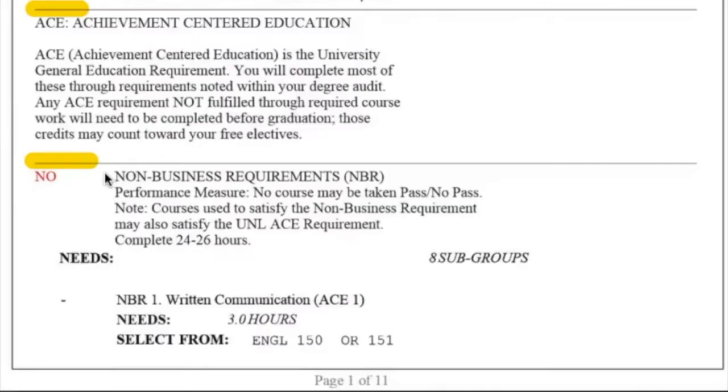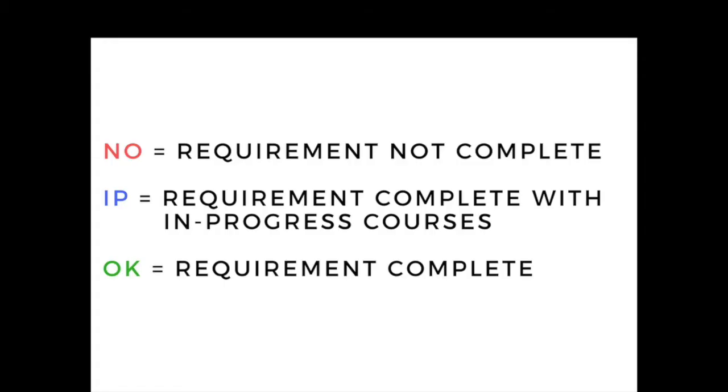The first category we will be highlighting is the non-business requirements, also known as NBR. These include all of the ACE courses, or Achievement-Centered Education courses, which are typically your general studies. In the corner of the NBR box, you will see a red No. The No means that you have not yet completed this individual category. If you see an IP, that means you are currently taking the courses required and that this category is in progress. If you see an OK in green, this means that you have successfully completed this individual category.